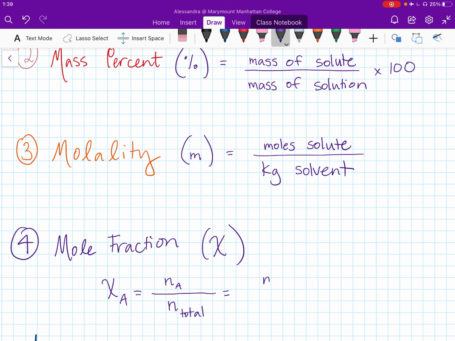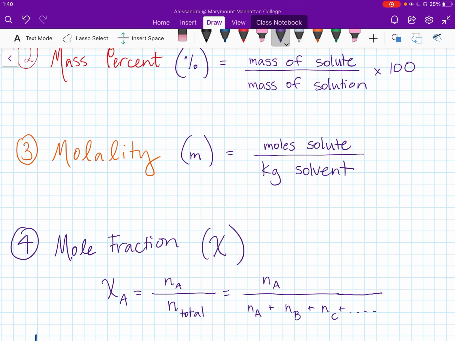So another way of expressing this would be if I have components A, B, and C, the number of moles of component A over the total of the number of moles of component A plus the number of moles of component B plus the number of moles of component C, et cetera. So this is a unitless quantity because it is a proportion. There are no units of mole fraction. It's just a mole ratio of each component in the solution over the total number of moles of all the components in the solution.